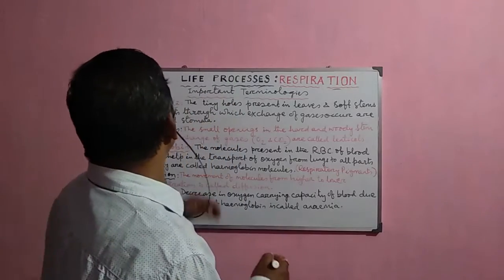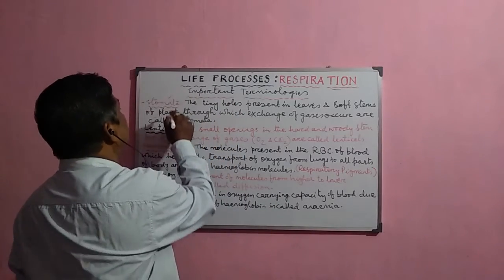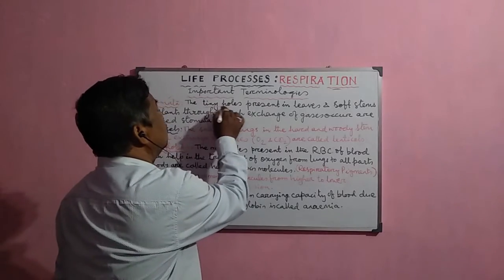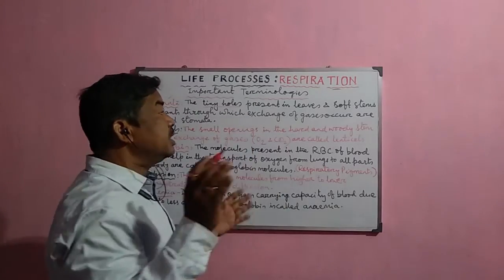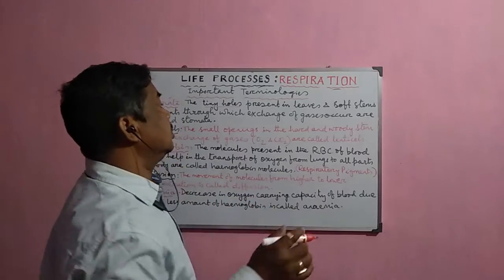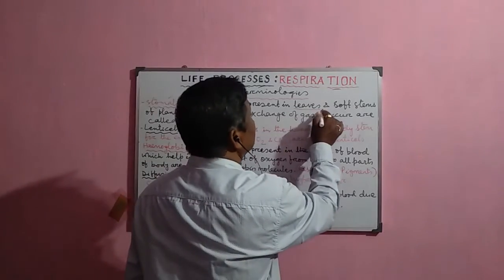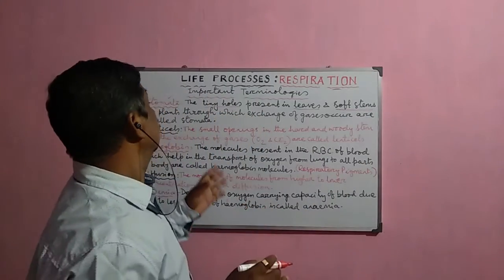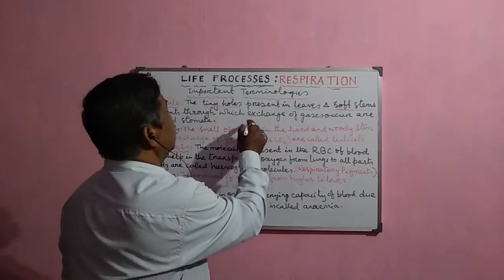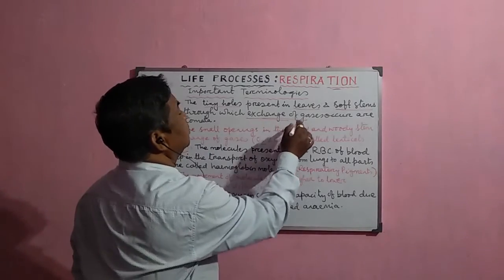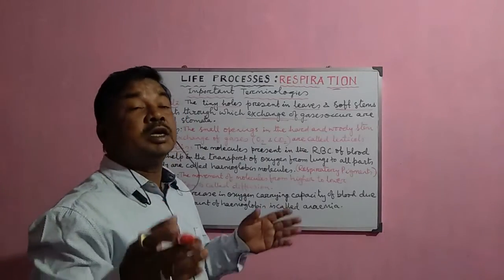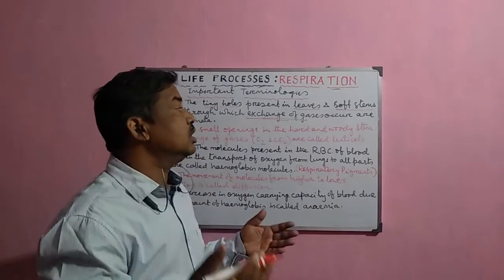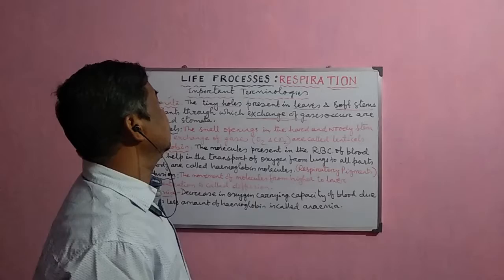Now the stomata. Now what are stomata? The tiny holes, the small openings you can say, which are present normally in the leaves of the plant and in the soft stems, through which the exchange of gases occurs. The oxygen enters into the leaf and the carbon dioxide comes out of the leaf through these small openings.